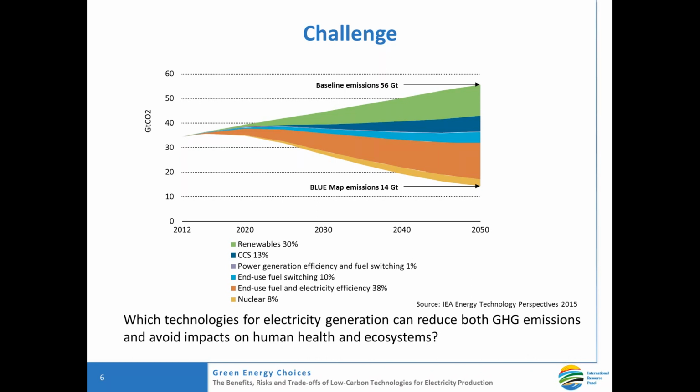And you can see that fuel switching and electricity efficiency is the most important contribution, but most of the remaining contributions are actually connected to the issue of what kind of sources of electricity we use. So increased use of renewables, CO2 capture and storage, and nuclear power.